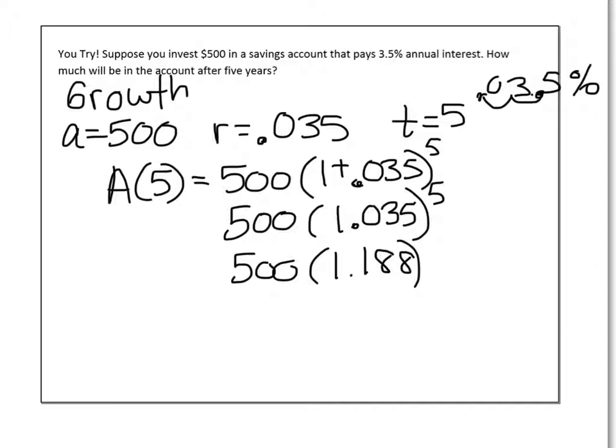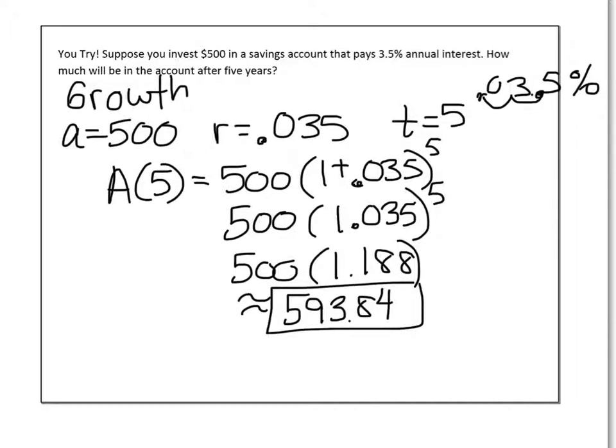We multiply that by 500, and when we round it because we have money, we have approximately $593.84. So hopefully you got that answer, and again, remember it was rounded because money cuts off after the second decimal place, your hundredth.